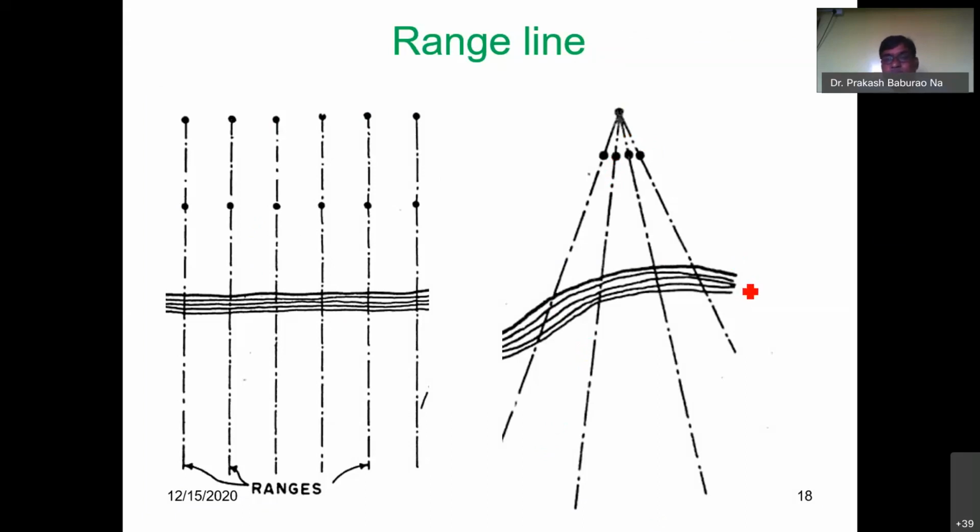It depends upon the path of the river. If any river is moving in a zigzag fashion, then definitely you have to go with a single point and let them shore range lines. So these are the two ways you have to fix up the range line.